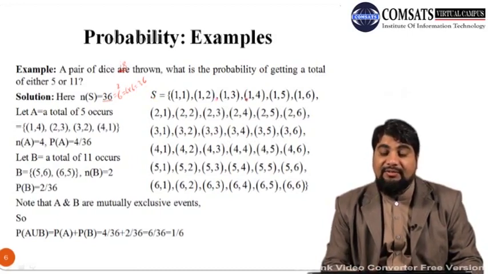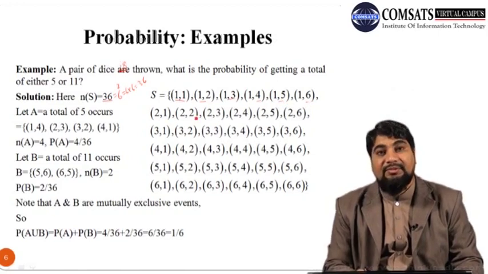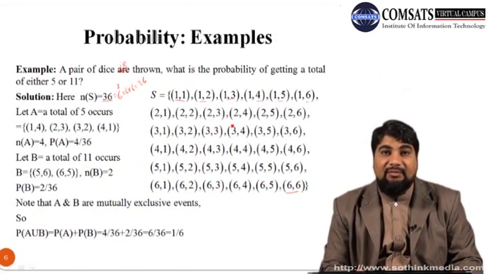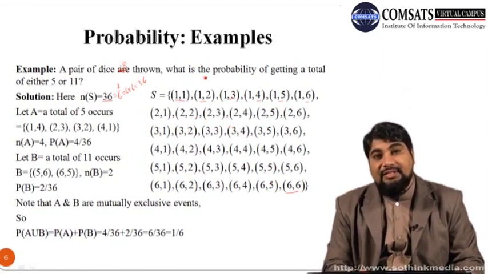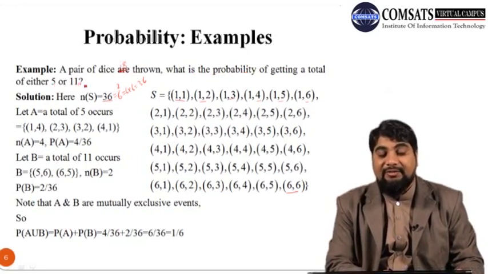And here is the total sample space. 1 1 occurs on both dice, then 1 2, 1 3, 1 4, 1 5, 1 6, then 2 1, 2 2, then 3 1, and the last one is 6 6, where 6 occurs on both the dice. So the question is, what is the probability of getting a total of either 5 or 11?